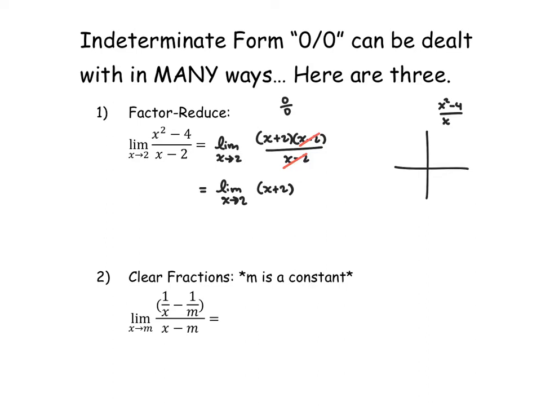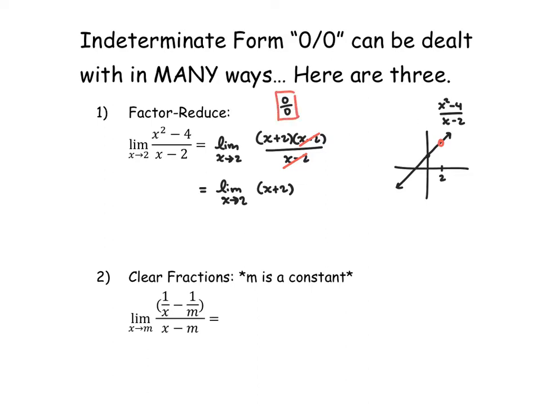X minus 2. Okay, it'd be a graph of x plus 2, and there'd be a hole at positive 2. All right, so here's the graph of x plus 2 with a hole in the graph at x equals 2. So there's a discontinuity there.